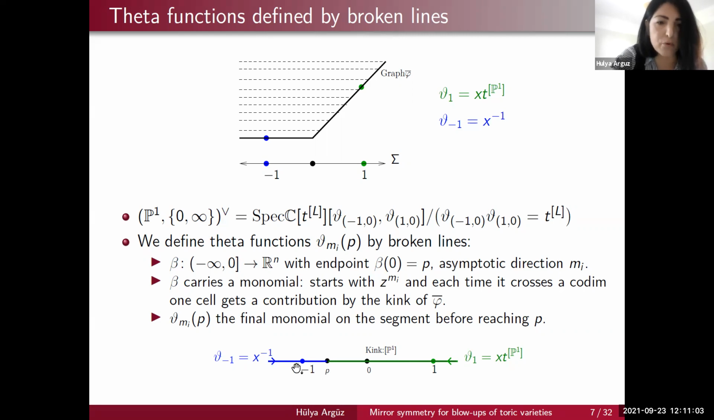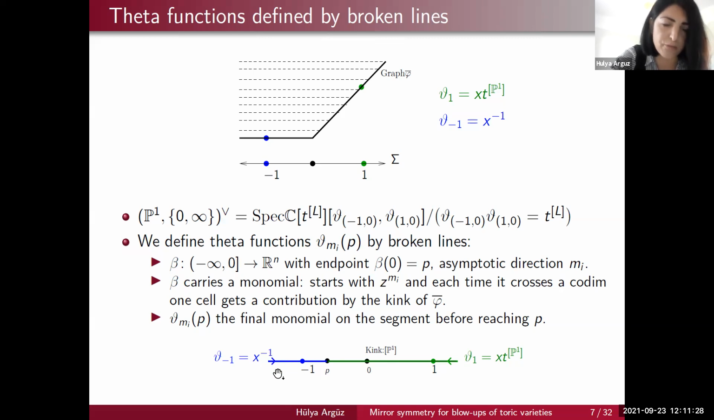So I look at broken lines which stop at P, and these broken lines carry some monomials. And the rule is each time you cross a codimension one cell, those monomials get the contribution of the kink of the PL function. So if you choose the point P here, if you look at the broken line coming from this direction, the -1 direction, you declare your theta_1 to be the monomial it initially carries.